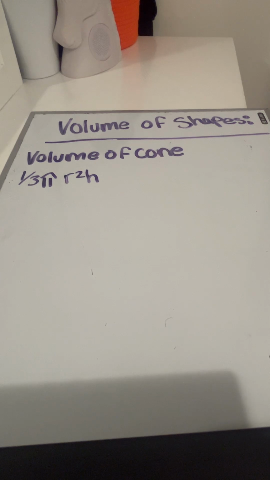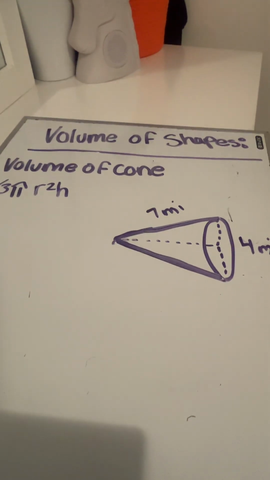It's everything from our last one. We just have the 1/3 added, which the 1/3 is not that difficult. Just because it's a fraction, don't bother yourself thinking that this is too difficult. 1/3 just means to divide by 3. Here is our example of volume of a cone.